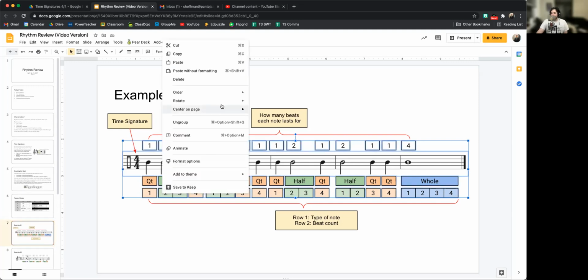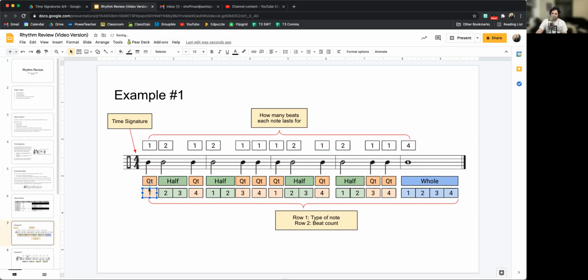Let me ungroup those. You can see the beat count: 1, 2, 3, 4, 1, 2, 3, 4, and so on. What happened there? Okay. So what we can see is that the beat count stays the same, even though the notes over top of it do change. So what we can also see is up top here, we have how many beats each of those notes is. So this note here, that's a quarter note.